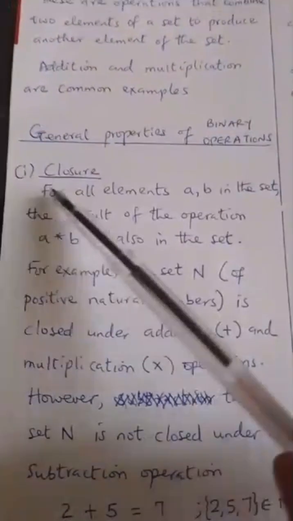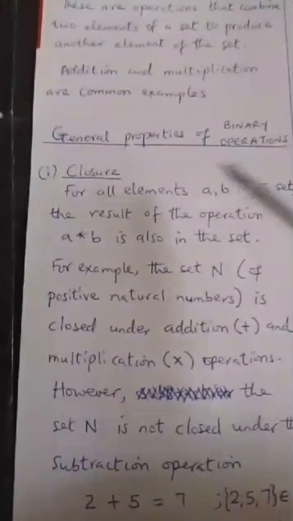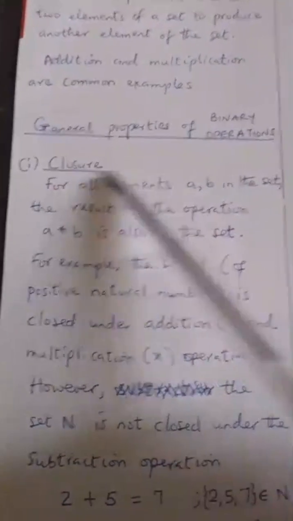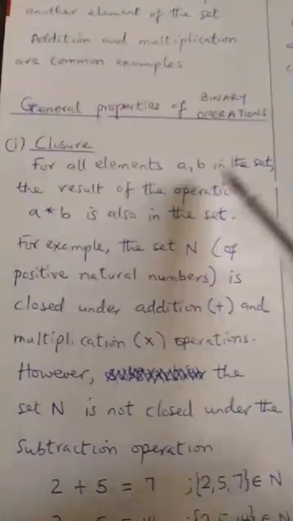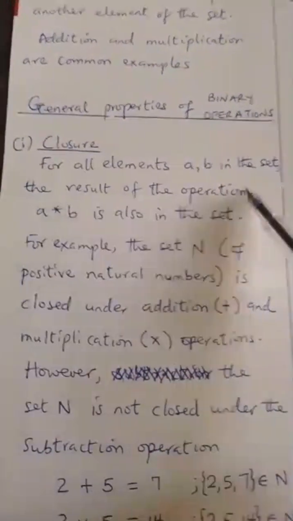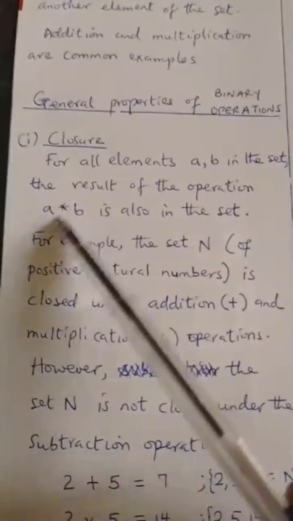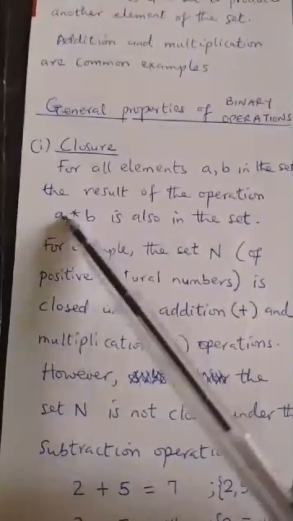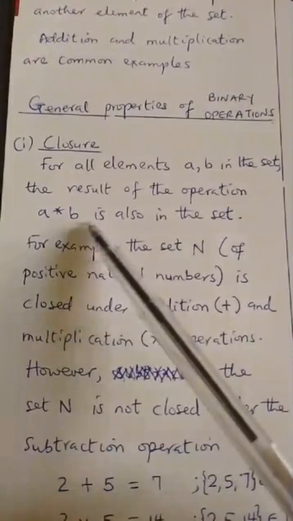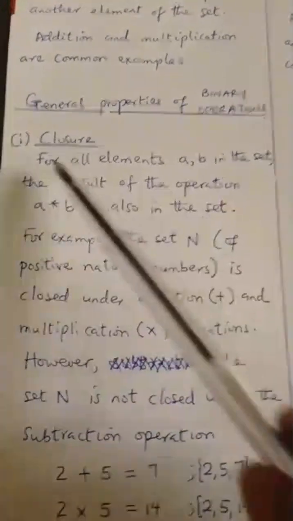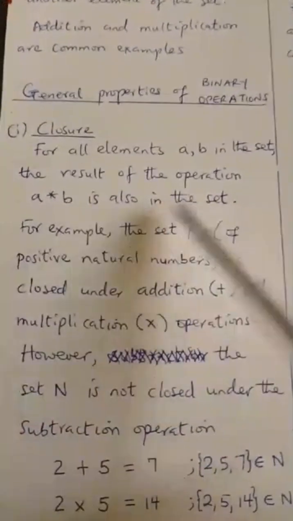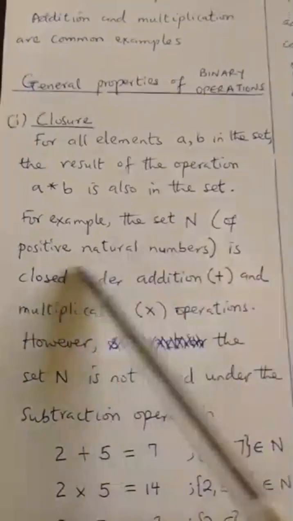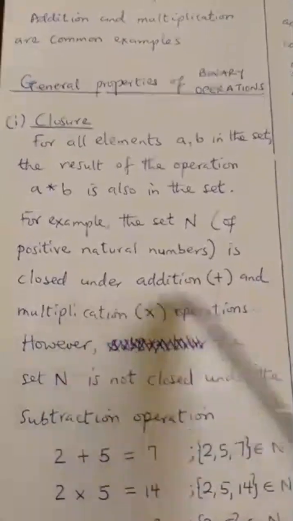Now let's look at the general properties of binary operations. One of the first properties, or characteristics if you like, is closure. What do I mean by closure? For all elements A, B in the set, the result of the operation A * B, this asterisk being a common symbol for binary operations, is also in the set. Otherwise, the set won't be closed under that operation.